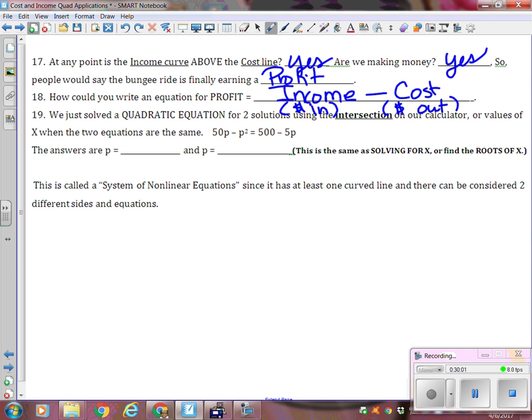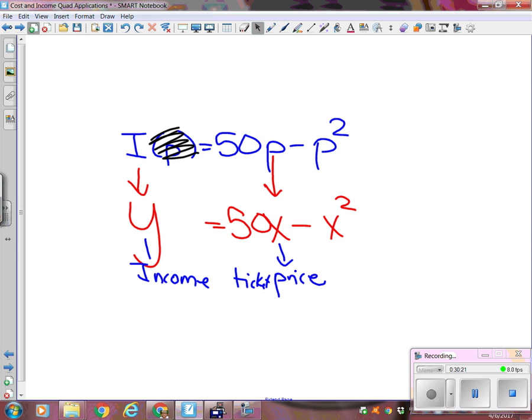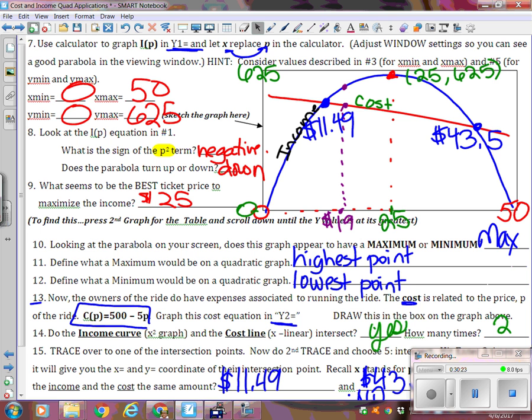We just solved a quadratic equation by using intersection. The two answers for price were $11.49 and $43.51. This is called a system of nonlinear equations. All right, I want to go back to that picture before we go to the next part.